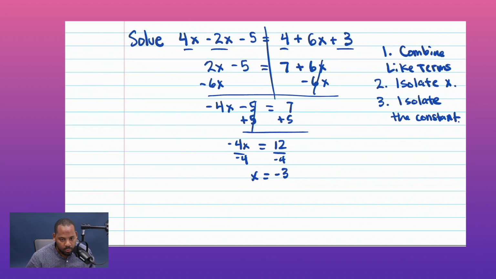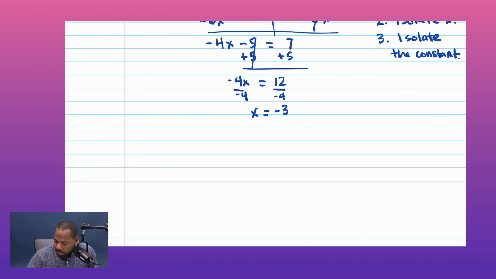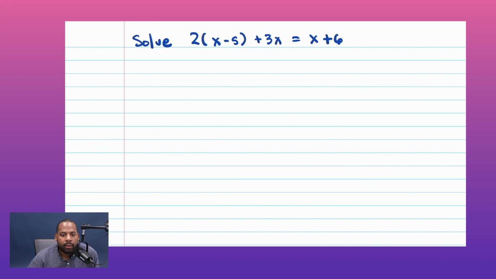Okay, so let's do another one. We're going to speed it up just a bit. Second problem says solve two groups of x minus 5 plus 3x is equal to x plus 6. Okay, so notice I have parentheses on the left side. So what I want to do first is distribute the 2. So we're going to take the 2 and multiply it by everything inside the parentheses. 2 times x is 2x.